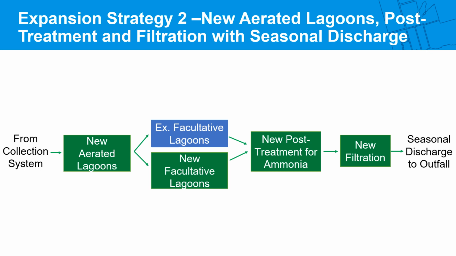Expansion Strategy 2 also involves building new lagoons. However, some of the lagoons would be aerated to accelerate the treatment process. This would make the lagoons smaller and reduce the total land required for the plant. New facilities to remove ammonia and provide filtration would also be required, but the plant would continue to discharge seasonally.